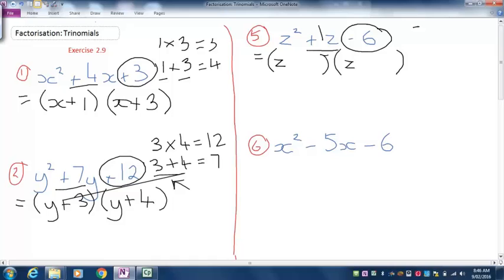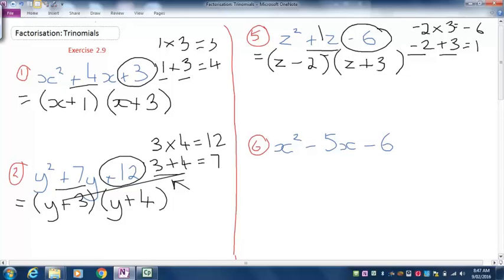So negative 2 times positive 3 will give me negative 6, and negative 2 plus positive 3 will give me positive 1. So those are the two numbers that I need. The signs stay with their number. So that's a negative 2 in the first set of brackets and a positive 3 in the second set of brackets.